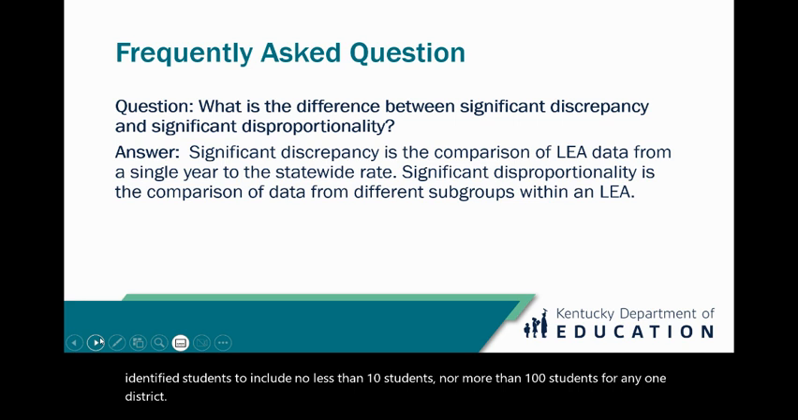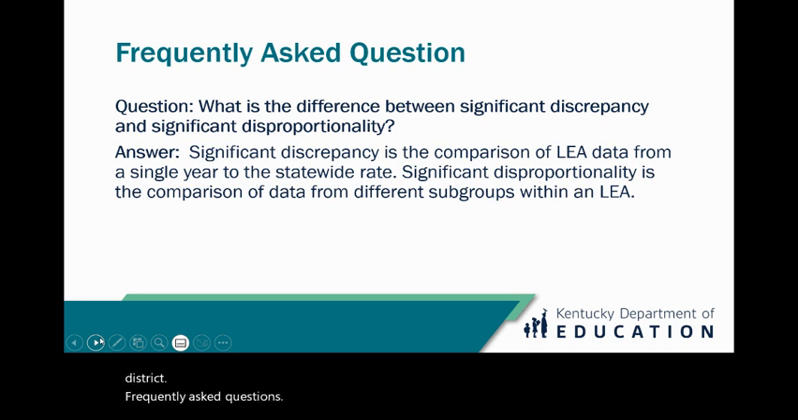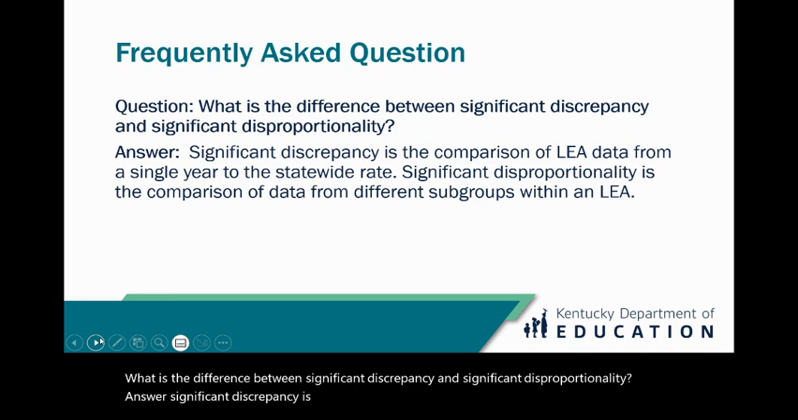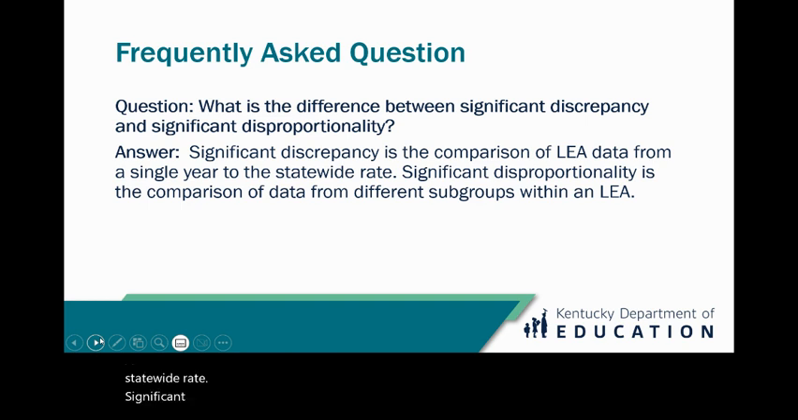Frequently asked questions. Question: what is the difference between significant discrepancy and significant disproportionality? Answer: significant discrepancy is the comparison of district data from a single year to the statewide rate. Significant disproportionality is the comparison of data from different subgroups within the district.